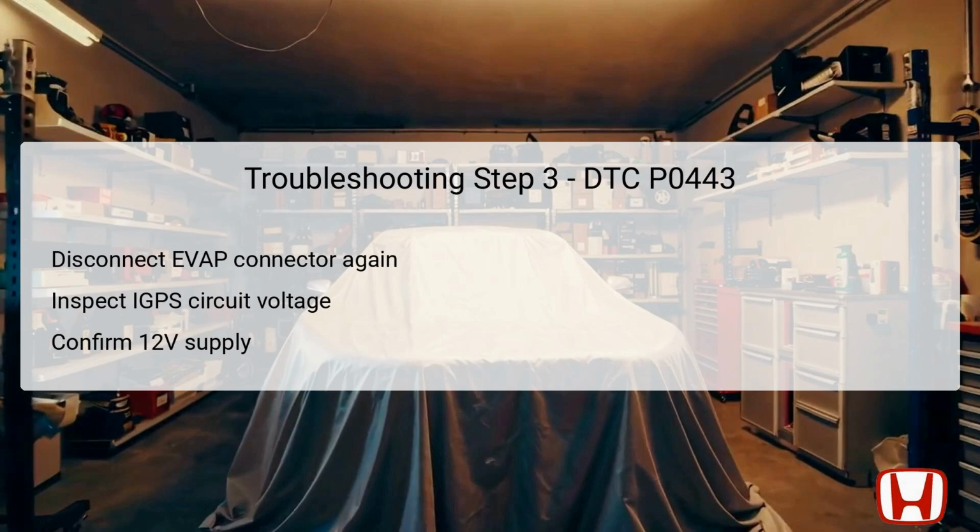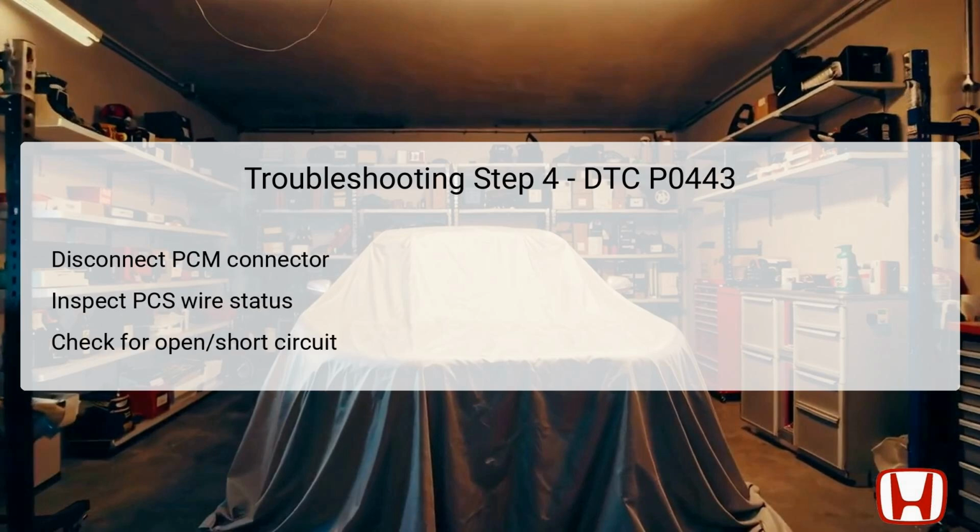In this state, the voltage should measure 12 volts, indicating that the circuit is functioning correctly. This inspection pinpoints whether the power supply to the purge valve is intact. If the voltage is lower or absent, a problem in the circuit could be the underlying issue for the DTC. Hence, ensuring that the supply circuit is operational is essential to furthering the troubleshooting process.